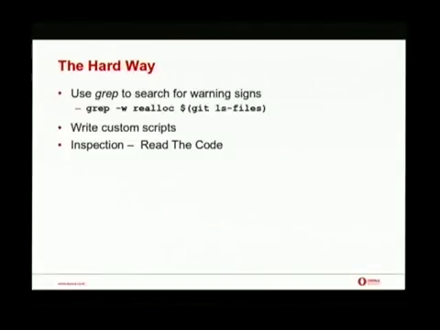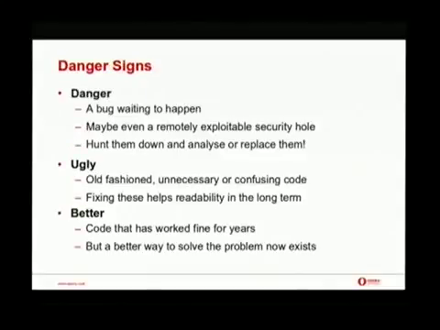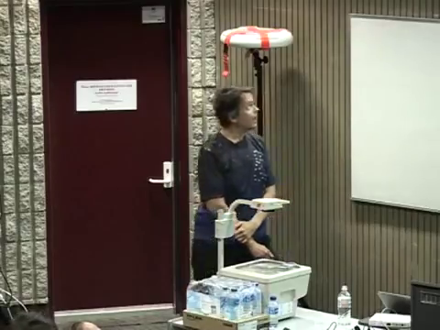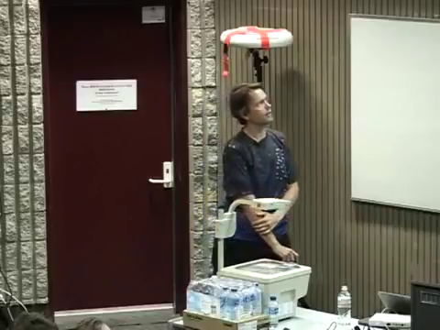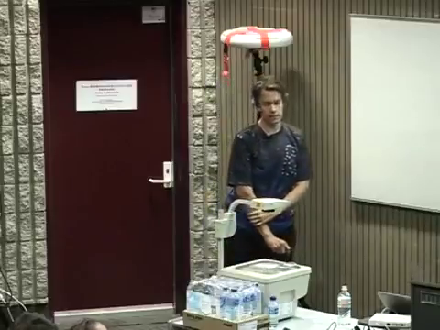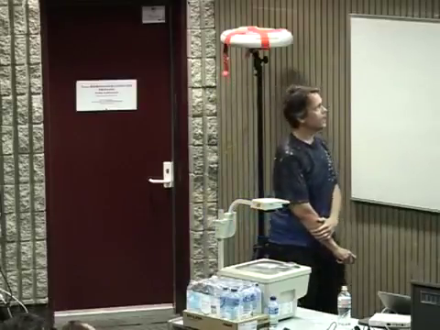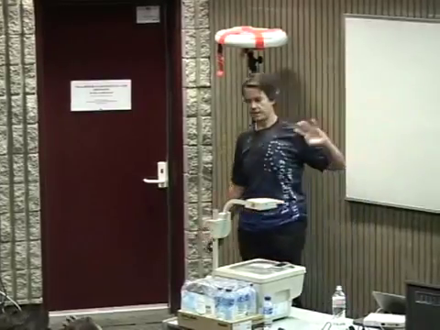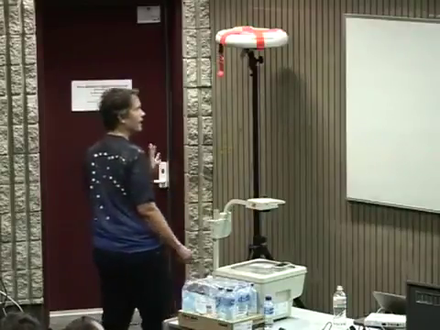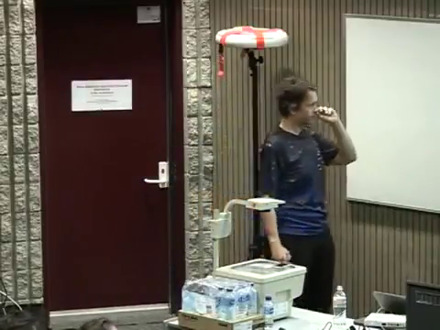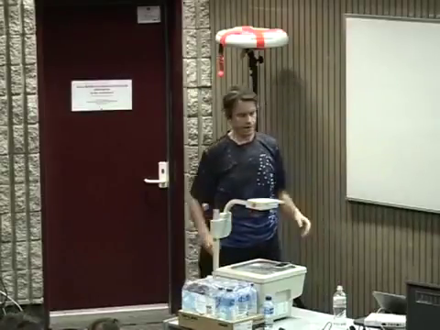The hard way, grep. Writing custom scripts and just using the code, looking at the thing, just with a magnifying glass. Now, I have a classification system for these danger signs. The danger tag indicates a bug that's waiting to happen, possibly something that's actually a security hole. You should hunt these down and analyze them or replace them as a matter of urgency. Ugly is just stuff that needs replacing. It's the linoleum of code. Probably still just works, just ugly. And better is stuff that works fine, even looks good, but there are smarter ways of doing things that actually have some useful practical effect.